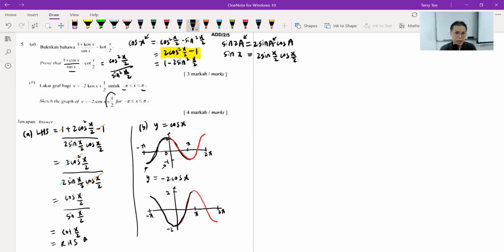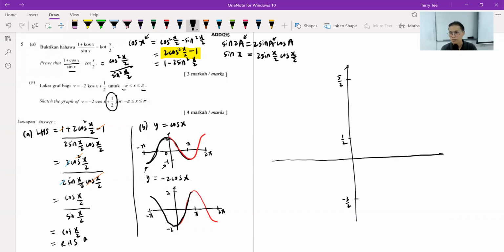But for the last part, I need to add a half here. So when you add a half, you're going to shift up by half, right? Yeah, I'm going to shift up by half. So the graph will be shifted up. Okay, so when you shift up by half, my maximum will be 2 plus half, which is 5 over 2. My minimum will be -2 plus half, which is -3 over 2. So let's say this is your middle line. The middle line here will be half, right? And my x-axis should be around here.